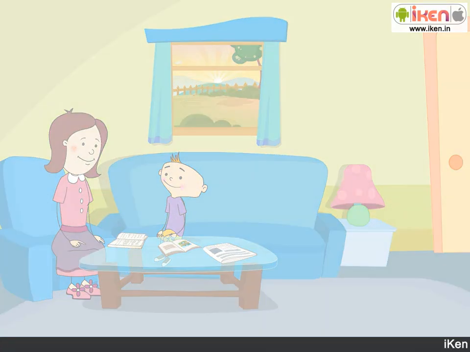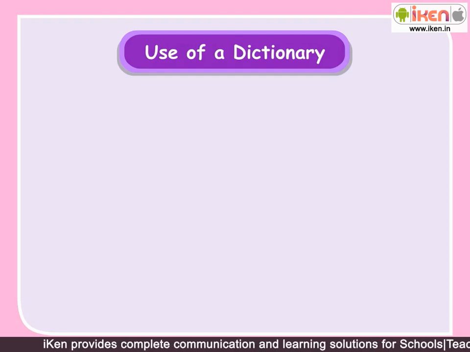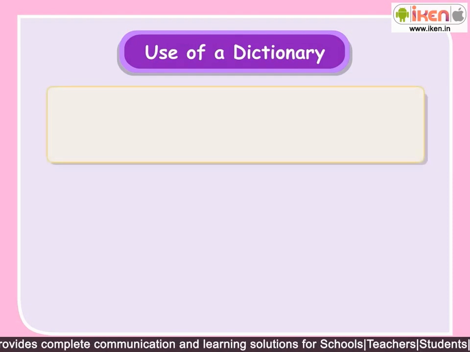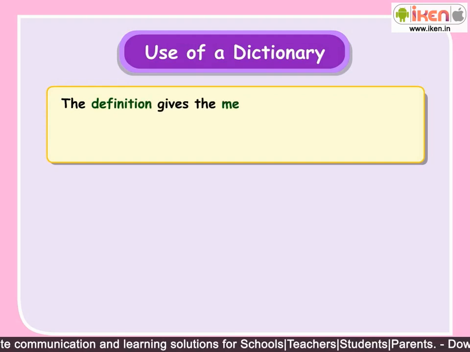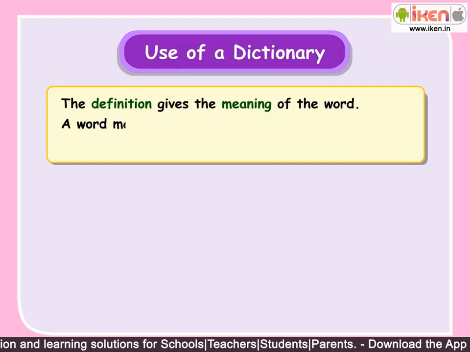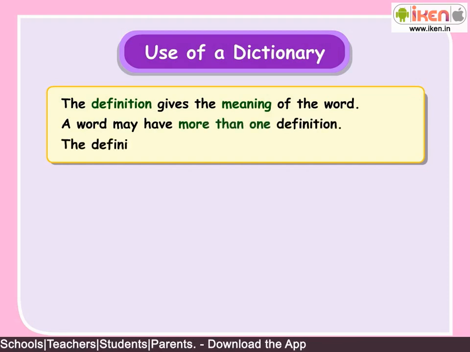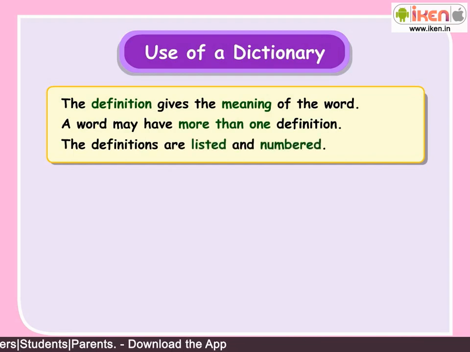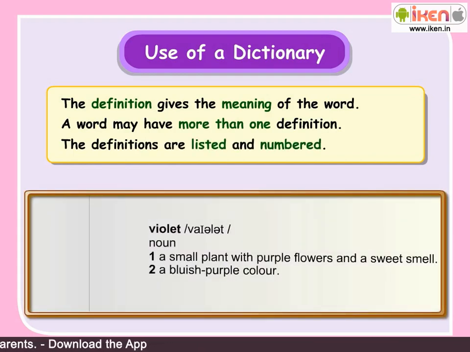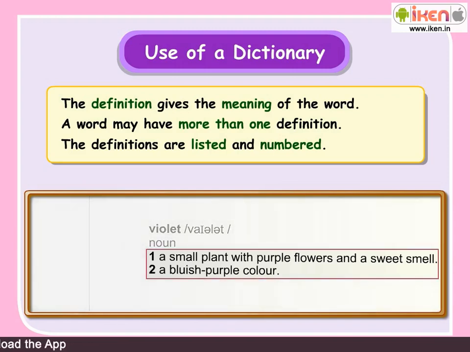Apart from giving the meaning of a word, a dictionary has many other uses too. Let us find out what they are in detail. The dictionary provides the definition of the entry word. The definition gives the meaning of the word. A word may have more than one definition. In that case, the definitions are listed and numbered. For example, the entry word violet has 2 definitions listed under it.